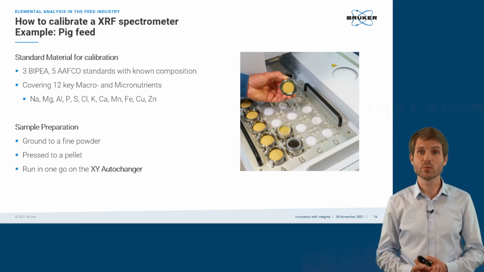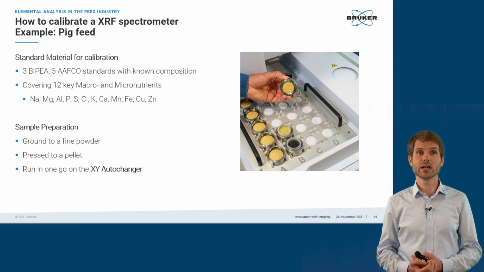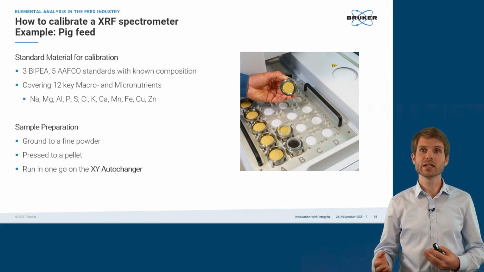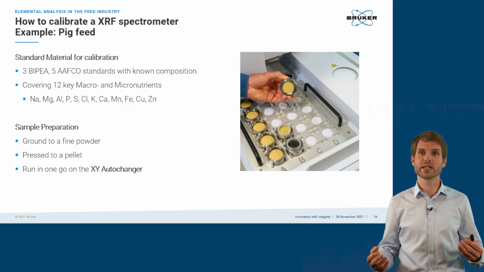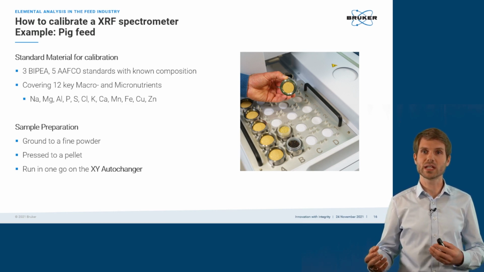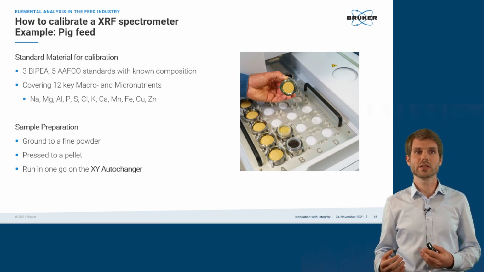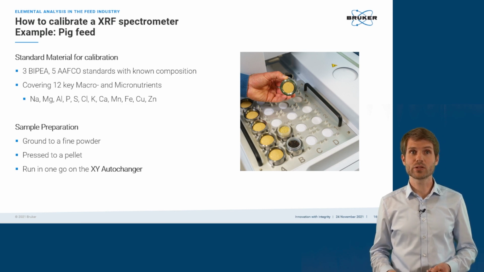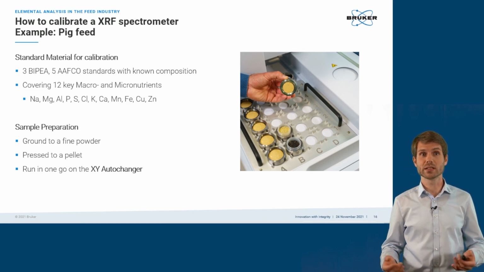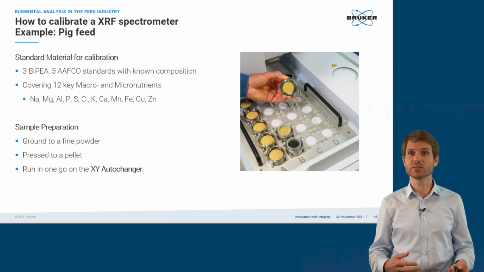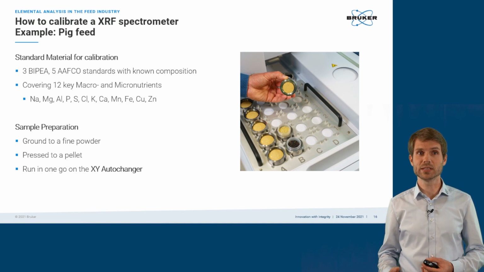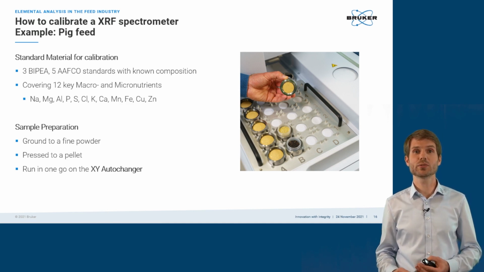And here I just want to walk you through one example. What we did here is we used some different pig feed samples, that were certified reference samples, or basically round-robin samples, which have a set of 12 micro and macro nutrients being characterized. The lighter elements, magnesium and sodium, are included, but also copper and zinc on the heavier end. And you can see here a picture where we did this calibration.